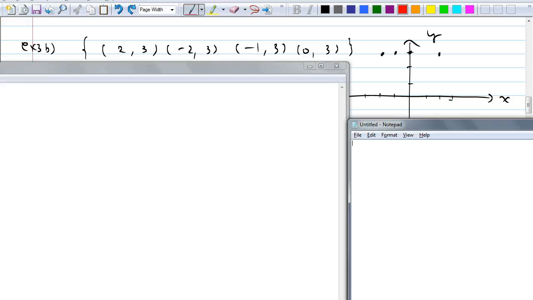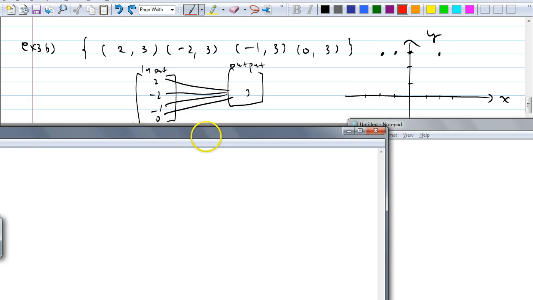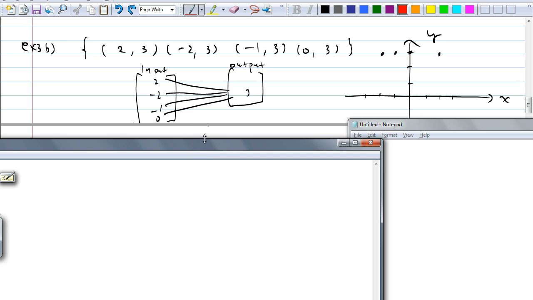Claire, what do you think? This is not a function. I don't know. Because all the outputs are 3. Okay, all the outputs are 3. That's what I thought first, right? I thought the same thing. But look, how many outputs? It doesn't have to be. I could even do it this way, right? Look, I could draw these boxes if I wanted to.